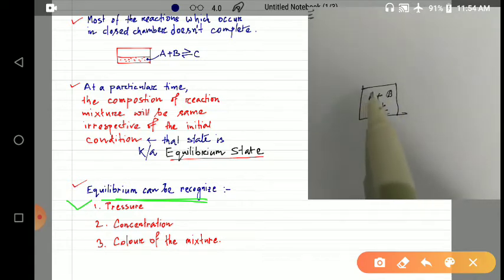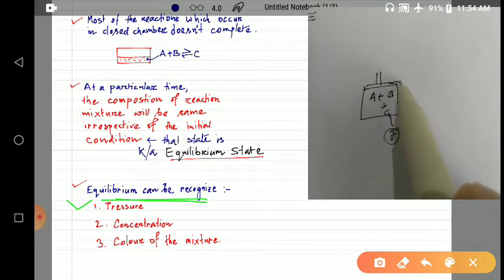When the reaction is occurring, let's suppose A and B are liquid, and it will give you the C product, which is a gas. So when this reaction is occurring, what is going to happen? Gas is forming. That means it will expand. If you put a frictionless piston, then it will expand because of the pressure.